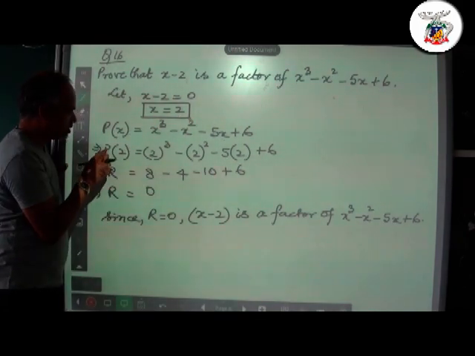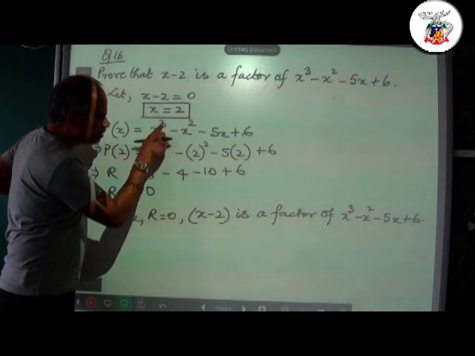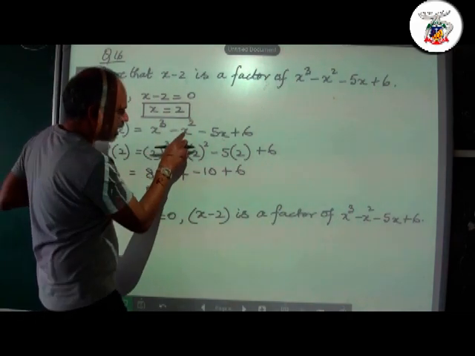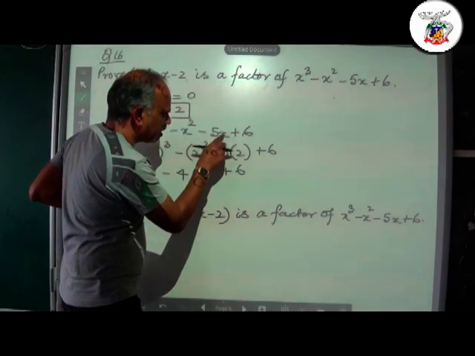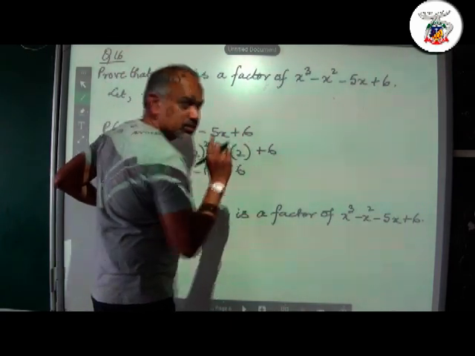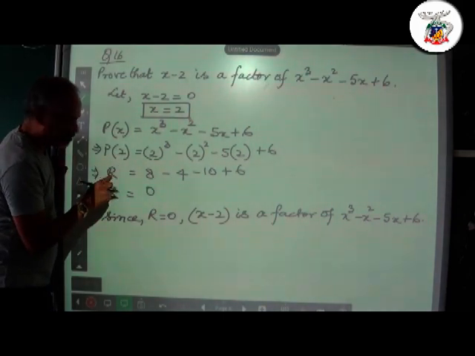x is 2. So p of x is 2 is equal to x is 2 whole cube minus again x is 2 whole squared minus 5 into x value is 2 plus 6. Okay. This should give you the remainder which I have written as r.